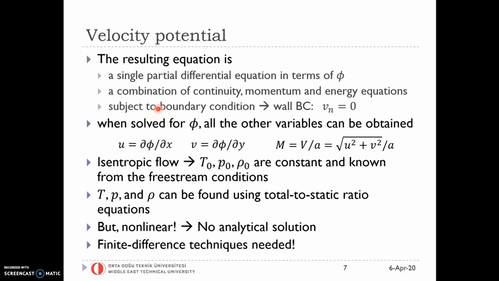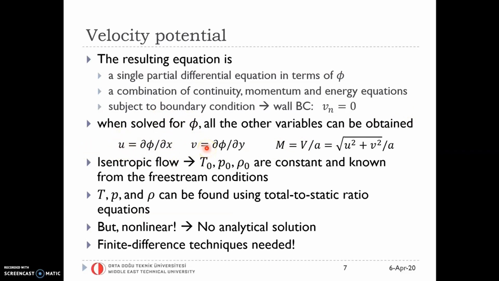And of course you need to have some boundary conditions. You will probably have two boundary conditions. One is a far field boundary condition, where you assume free stream conditions prevail at far field, and you need to have a wall boundary condition where you have the normal velocity component being 0. Okay, once you get this phi, you can calculate the other variables as well, like you can take the derivative of phi with respect to x, and you end up with the u component.